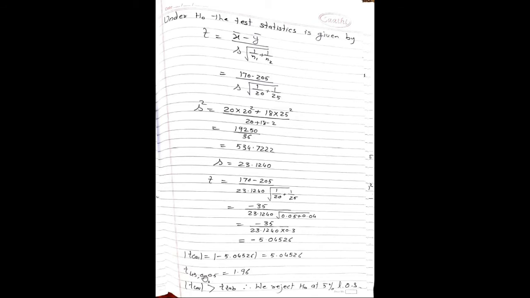and T calculated for 43 degrees of freedom and 5% level of significance, we can take the large sample test value as 1.96. So mod T calculated is greater than T tabulated. Therefore, we reject H naught at 5% level of significance. So conclusion, there is a significant difference in the average sales of two salesmen.